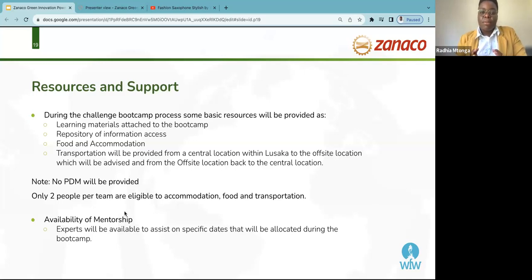I must make a note here that if you're outside of Lusaka and you're selected, there's a part in the form that asks you this particular question. If you're selected and you're outside of Lusaka, Water for Water or Zanaco or anybody associated with the challenge will not cover your transportation from where you are to Lusaka or provide any, I think, financial support while you're within Lusaka waiting for the boot camp.